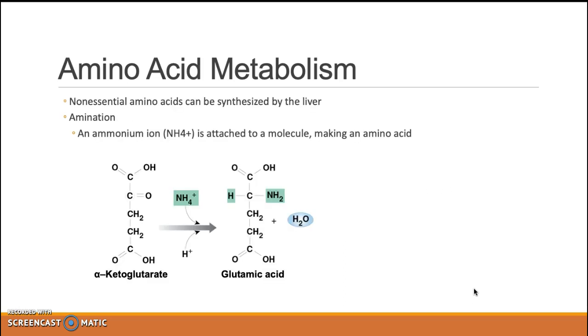So when we're going to synthesize an amino acid, and remember there are those non-essential amino acids, the first process that we're going to talk about is amination. And that just means adding an amine group to an acid. So here we have a keto acid, or an organic acid. We add an ammonium ion to it, and now we have formed glutamic acid, or an amino acid.